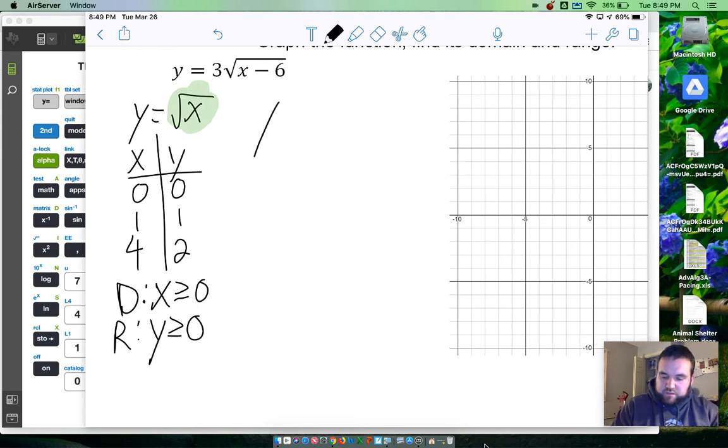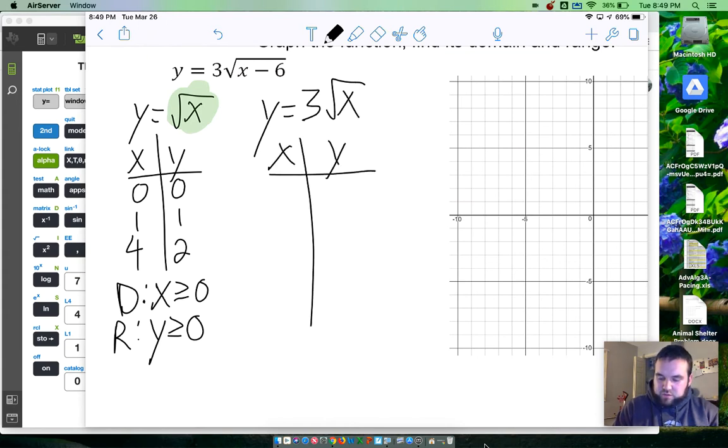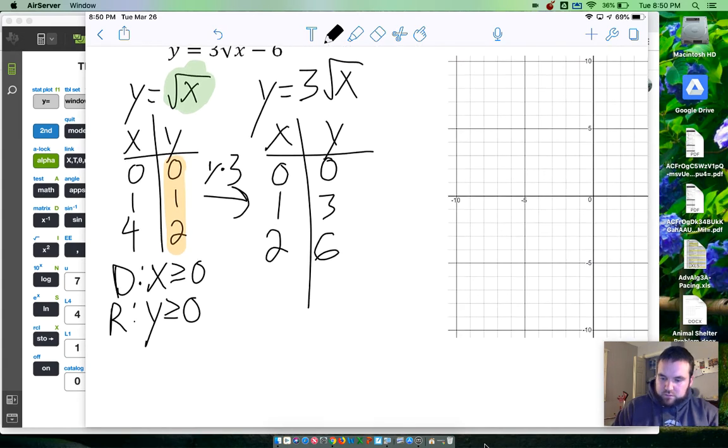Then the next thing we did was we brought in the stretch or compression. So 3 times the square root of x. Again, that is a vertical stretch. So that means I'm taking my y coordinates and I'm multiplying them by 3. Okay. So my 0, 1, and 2 that I had here, I'm going to triple those and they will become 0, 3, and 6. Okay.